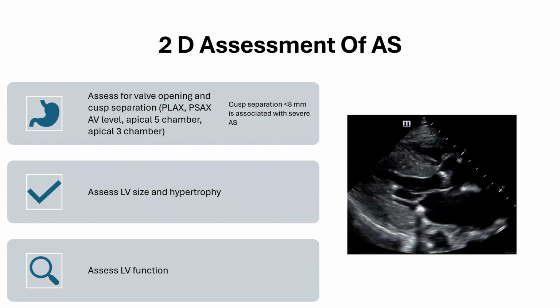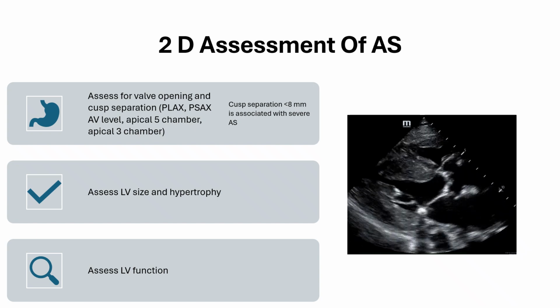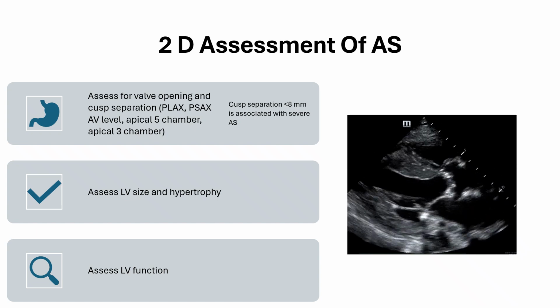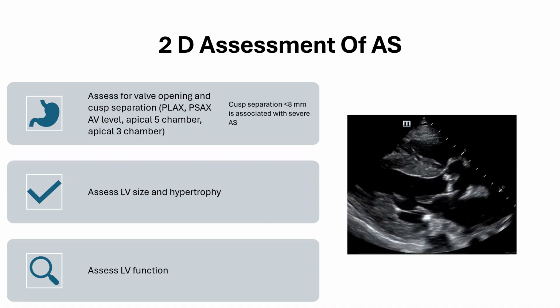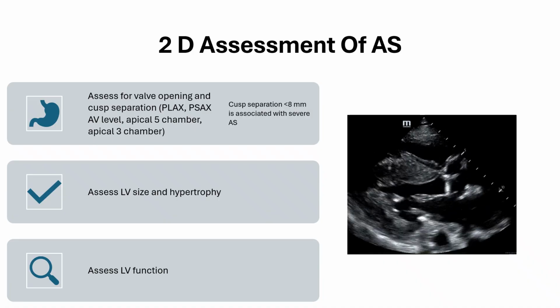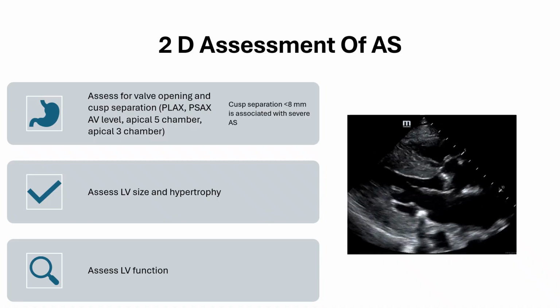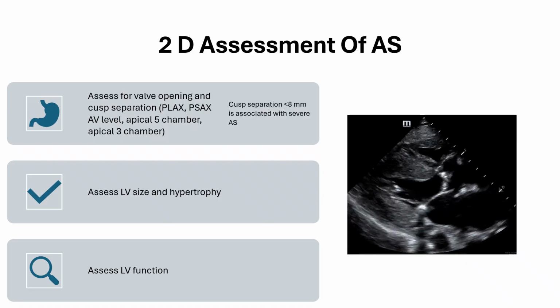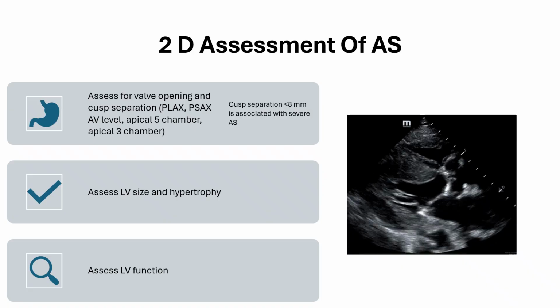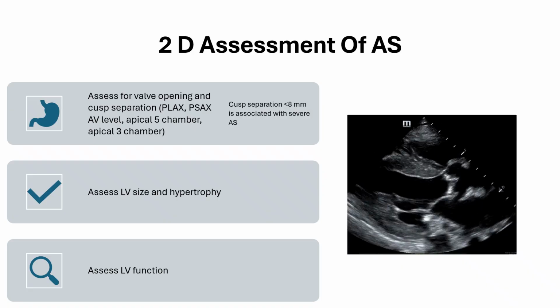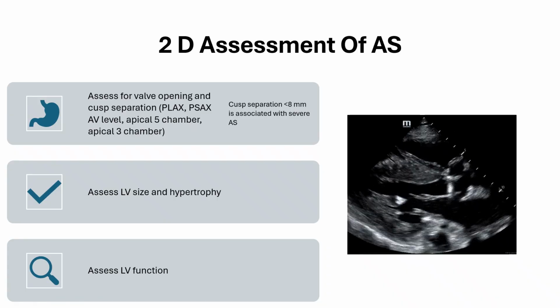You want to assess the LV size, function, and hypertrophy. For example, here in the parasternal long axis view, you see that the cusps of the aortic valve are minimally separated during systole, and you see significant left ventricular hypertrophy. Please pause this video if you need more time to review this concept.